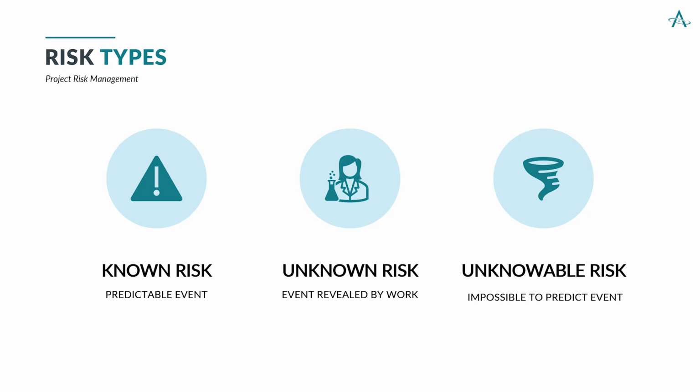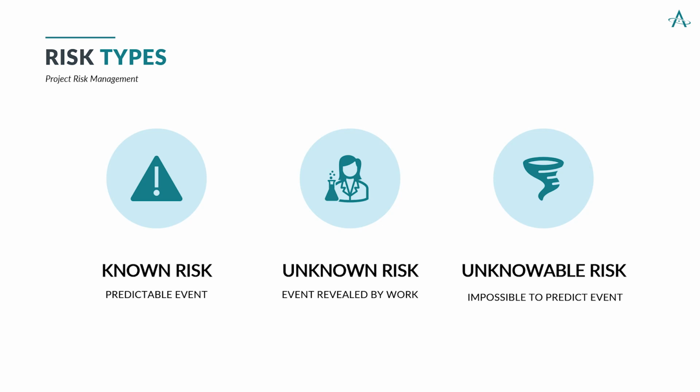Furthermore, there are different types of risks. Starting on the left, a known risk is a predictable event. For example, you can predict that your resources on a project will go out sick. That is predictable, right? Humans tend to get sick, especially during the winter time, so we can plan for that known risk. Another type of risk is an unknown risk. That's an event that is revealed by actually doing the project work. For example, systems or materials, you may not know how they will interact until you actually combine and integrate those systems or materials, and that may develop a risk.